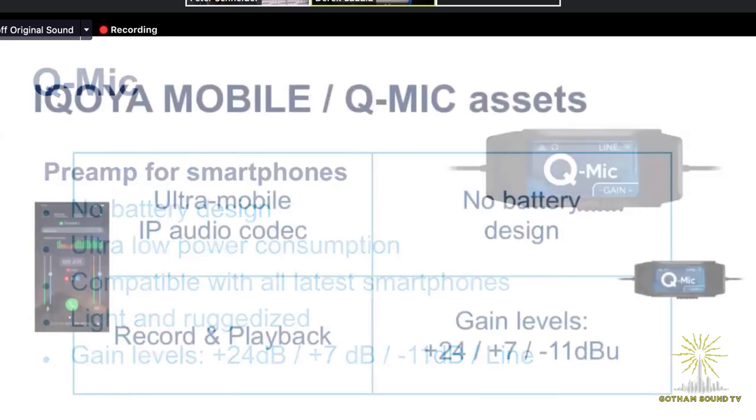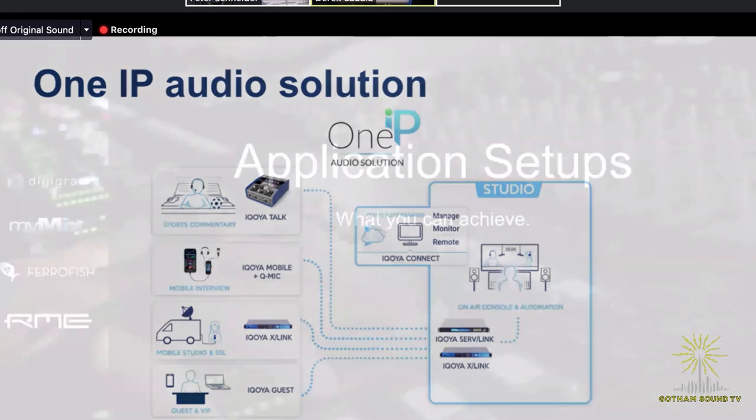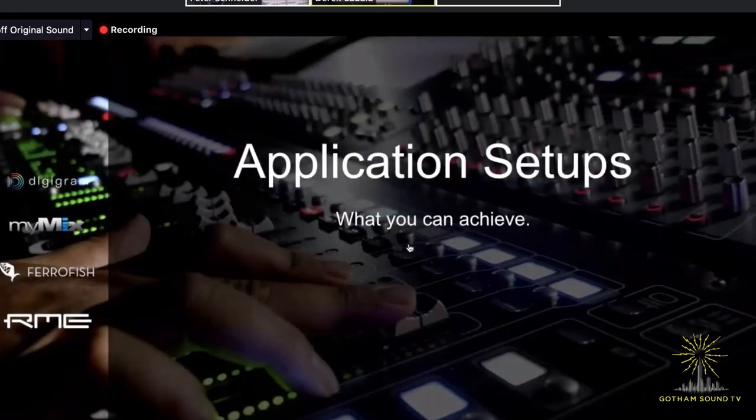Now, this entire ecosystem is like a one IP solution. So we've sort of walked you through Iqoya Talk. We've walked you through Iqoya Mobile. We've walked you through the different hardware, and they all do the same thing, just in different form factors, really. And Iqoya Connect is at the heart of it if you need it. So what are some of the applications that you can do? What can we achieve?